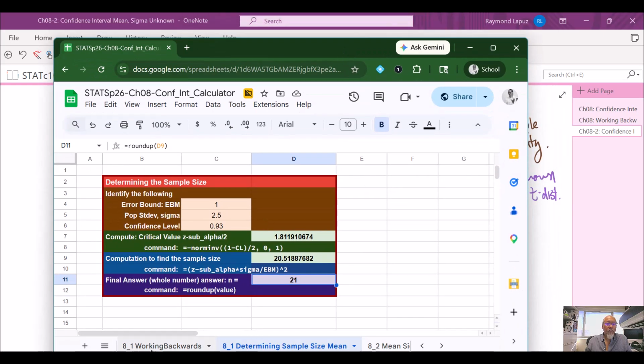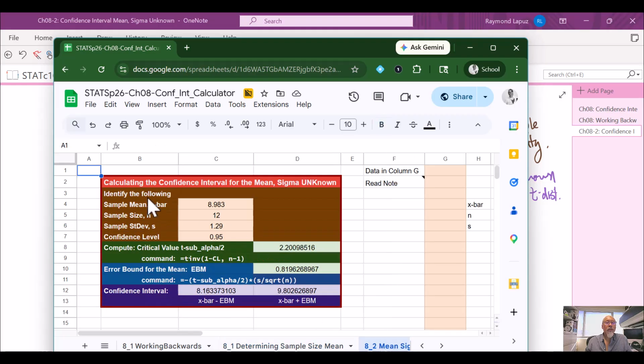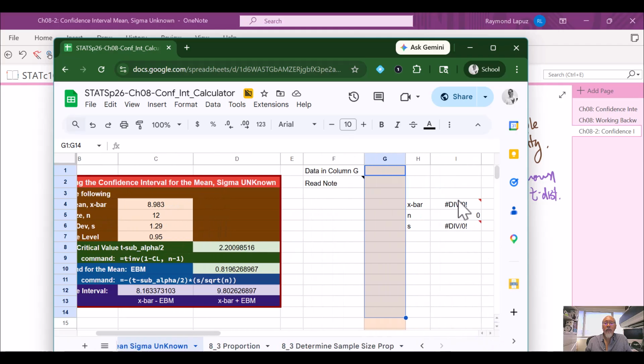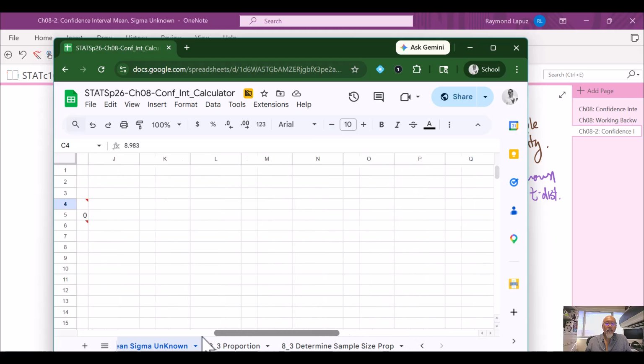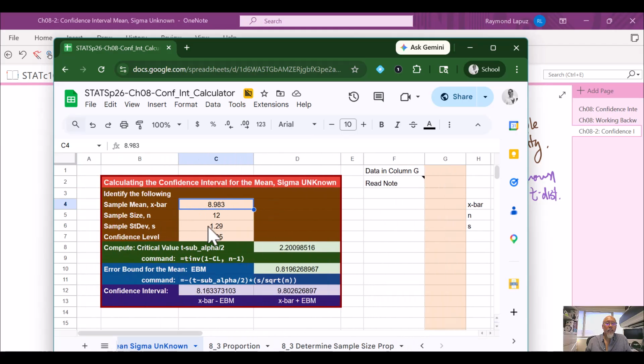But I have several tabs. We want to look for 8-2, the mean. So calculating the confidence interval for mean, sigma unknown. Now, if you had raw data, you can put it here, and the calculator will help you find X bar and N and S. So once you put some numbers in here, it'll automatically populate that. But then it's up to you to make sure you copy that onto the actual calculator. And here is the actual calculator in here.